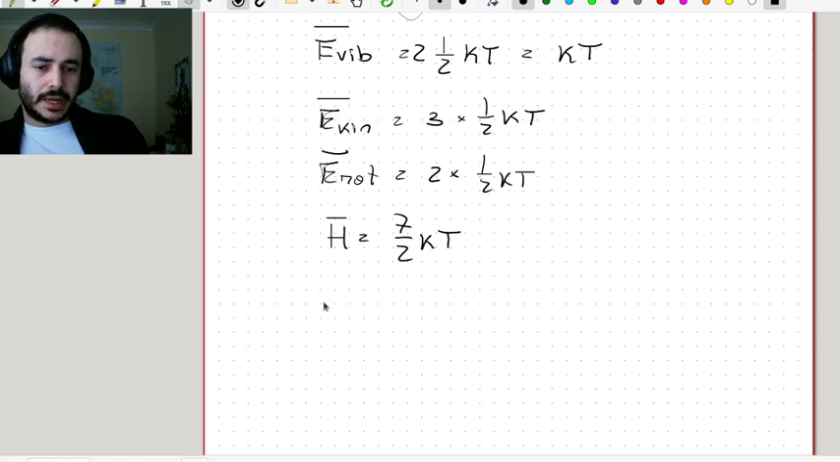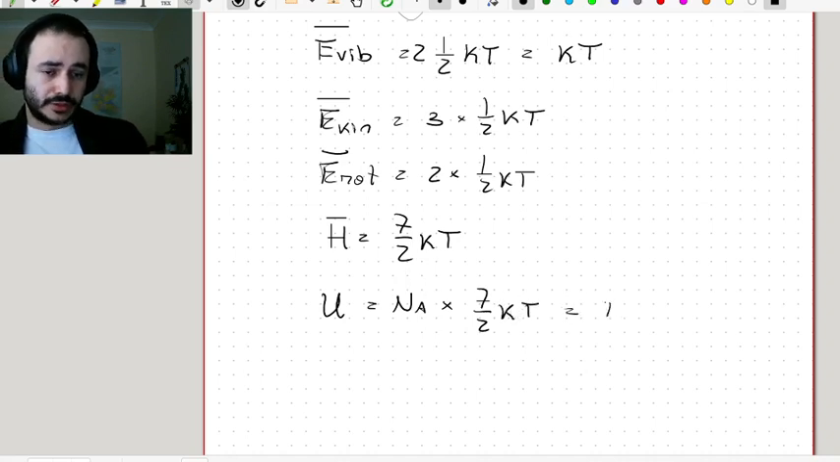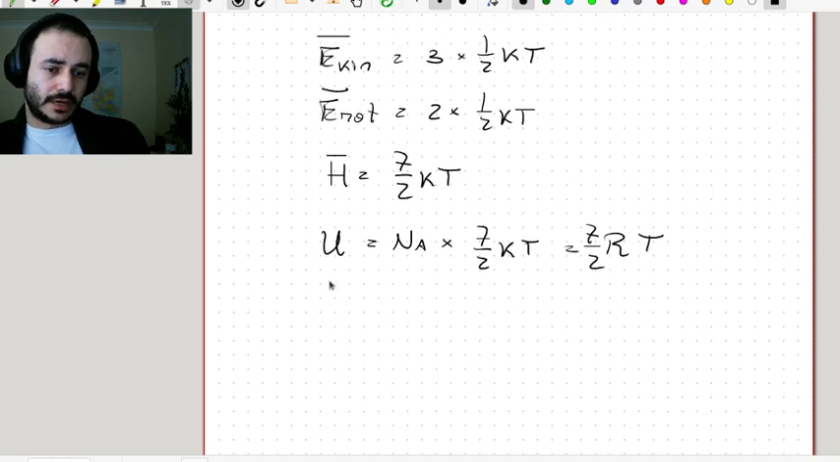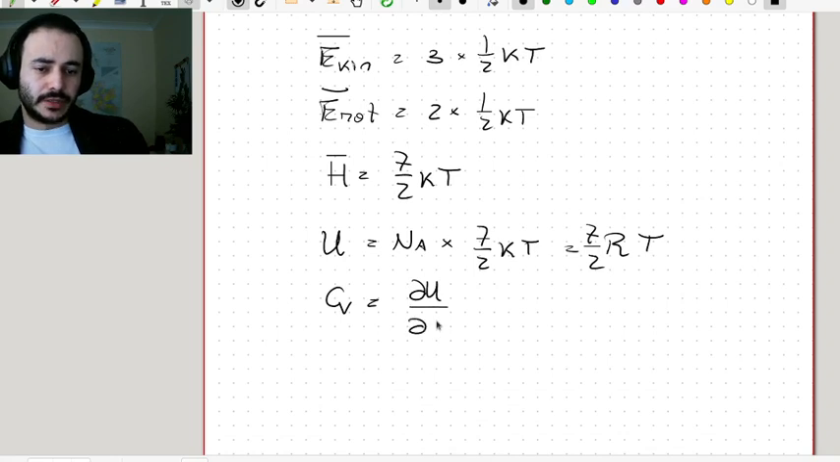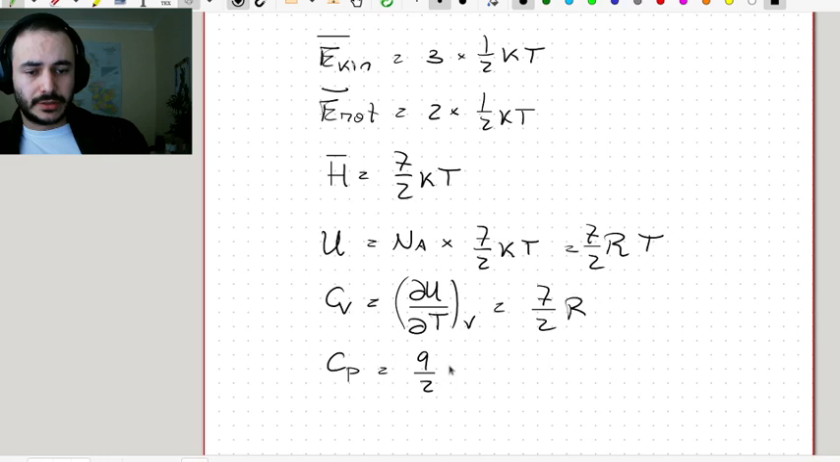And if you look at the total internal energy of 1 mole of such gas of these diatomic molecules, what you have is the Avogadro number times this 7/2 of kT. Remember, Avogadro number times the Boltzmann constant equals the gas constant, so that's 7/2 of RT. And once again, heat capacity at constant volume would be the partial derivative of U with respect to T at constant V. In this case it's 7/2 of R. And by the generalized Mayer relation, again remember, C_P is 9/2 of R.